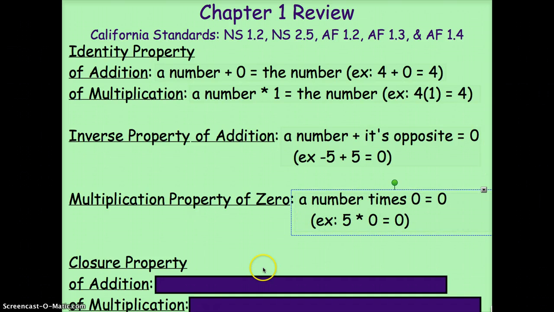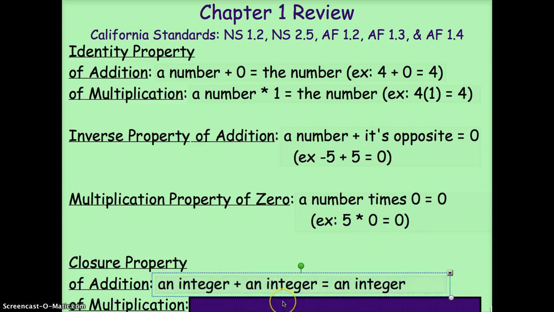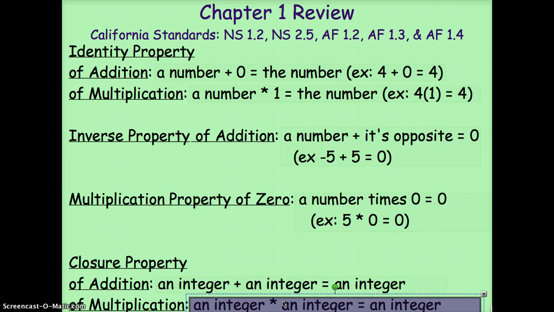And then the closure property is kind of the catch-all. If you're not sure what property it is, it's not one of the above ones, then it's just saying, if you're adding or multiplying with an integer, your answer is going to end up being an integer. As long as everything else is an integer, it's going to stay an integer.